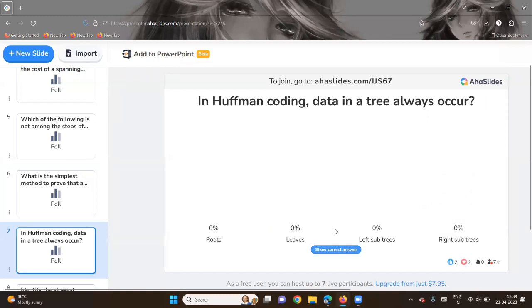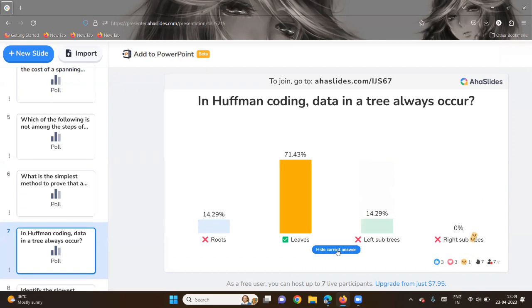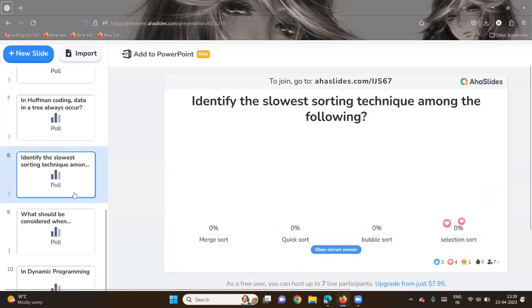In Huffman's coding, data in the tree always occurs in option A, roots, B, leaves, C, left subtrees, and D, right subtrees. And the answer is option B, leaves. Next question. Identify the slowest sorting technique among the following. Option A, merge sort, B, quick sort, C, bubble sort, and D, selection sort. And the answer is option C, bubble sort.